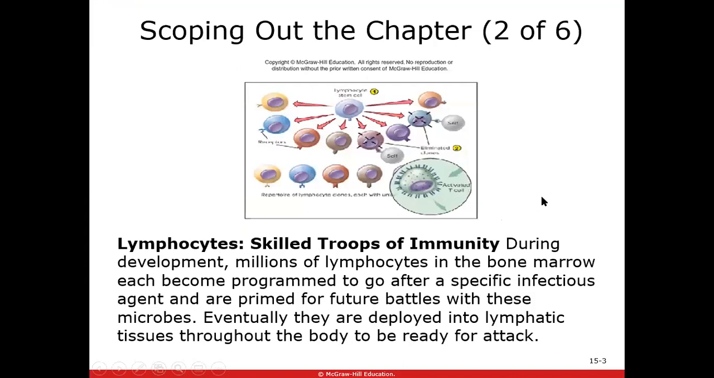We're going to talk about lymphocytes. Lymphocytes are the skilled troops of immunity. During development, millions of lymphocytes in the bone marrow each become programmed to go after a specific infectious agent and are primed for future battles with these microbes. Eventually, they are deployed into lymphatic tissues throughout the body to be ready for attack.